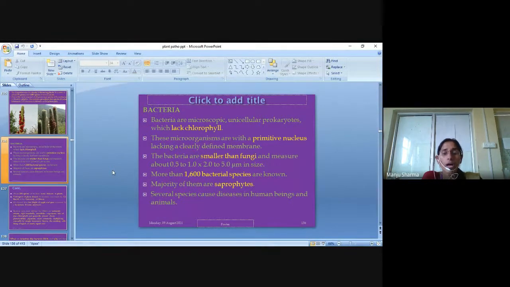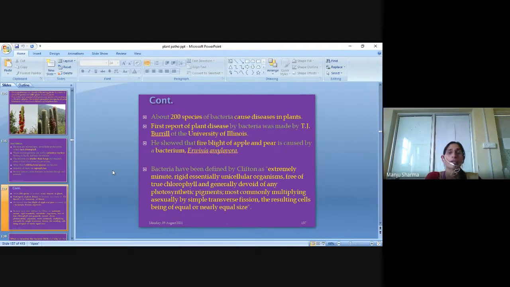Majority of them are saprophytes. Several species cause disease in human beings and animals. About 200 species of bacteria cause disease in plants. The first report of plant disease by bacteria was made by T.J. Burrill of the University of Illinois. He showed that fire blight of apple and pear is caused by a bacterium, Erwinia.